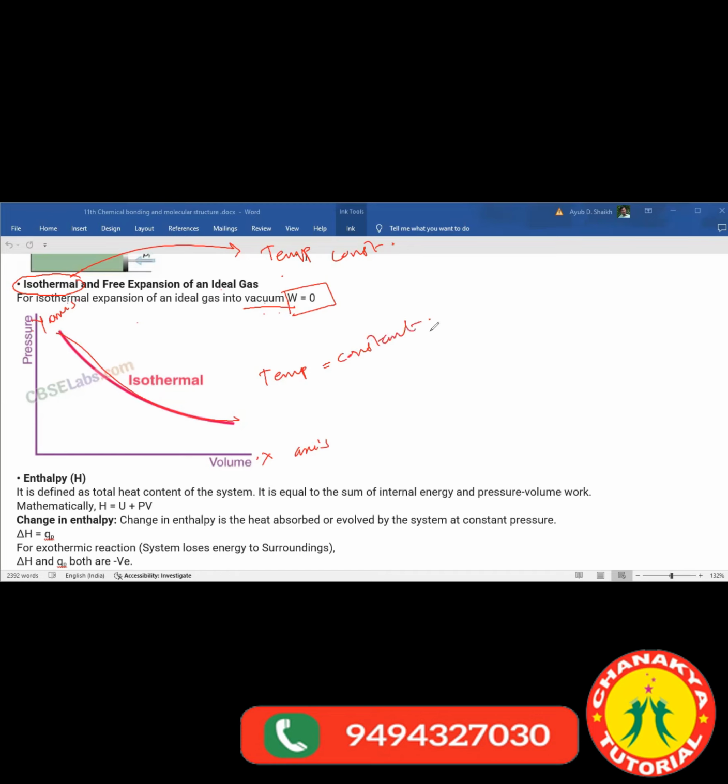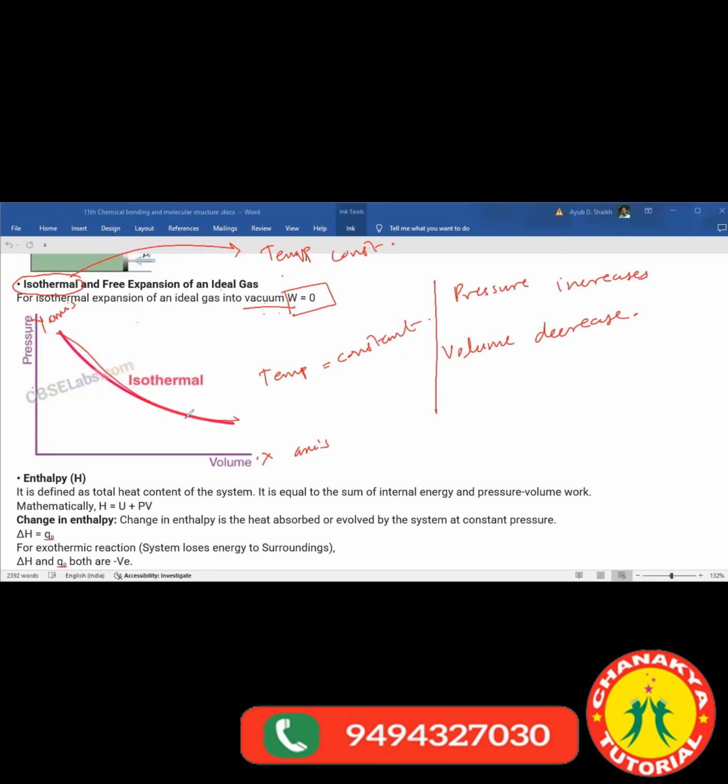Whatever change happens with respect to pressure and volume, what can you judge from this? If pressure increases, does volume increase or decrease, by looking at this graph? Volume decreases. Very good. And if volume increases, then pressure decreases, and vice versa. Clear?